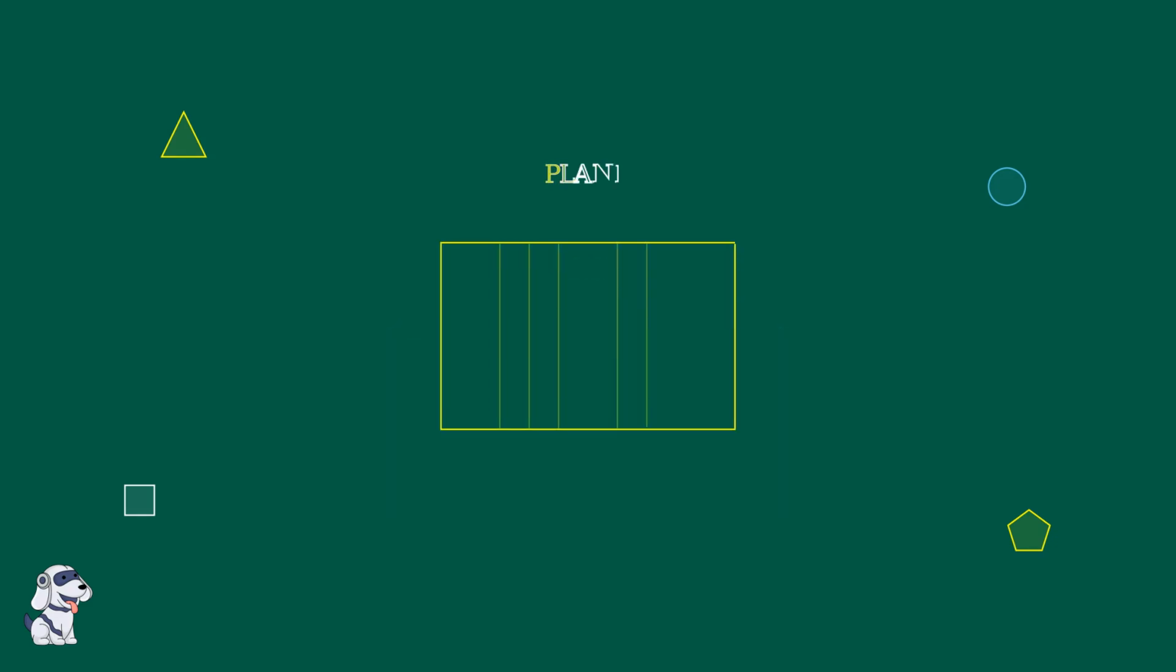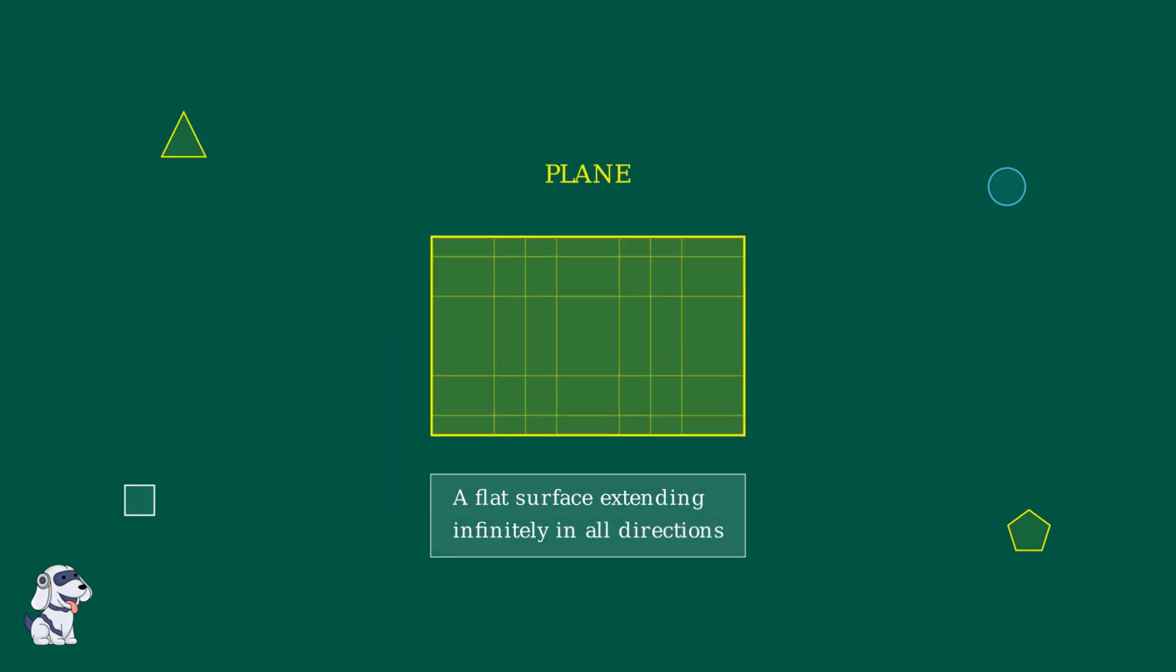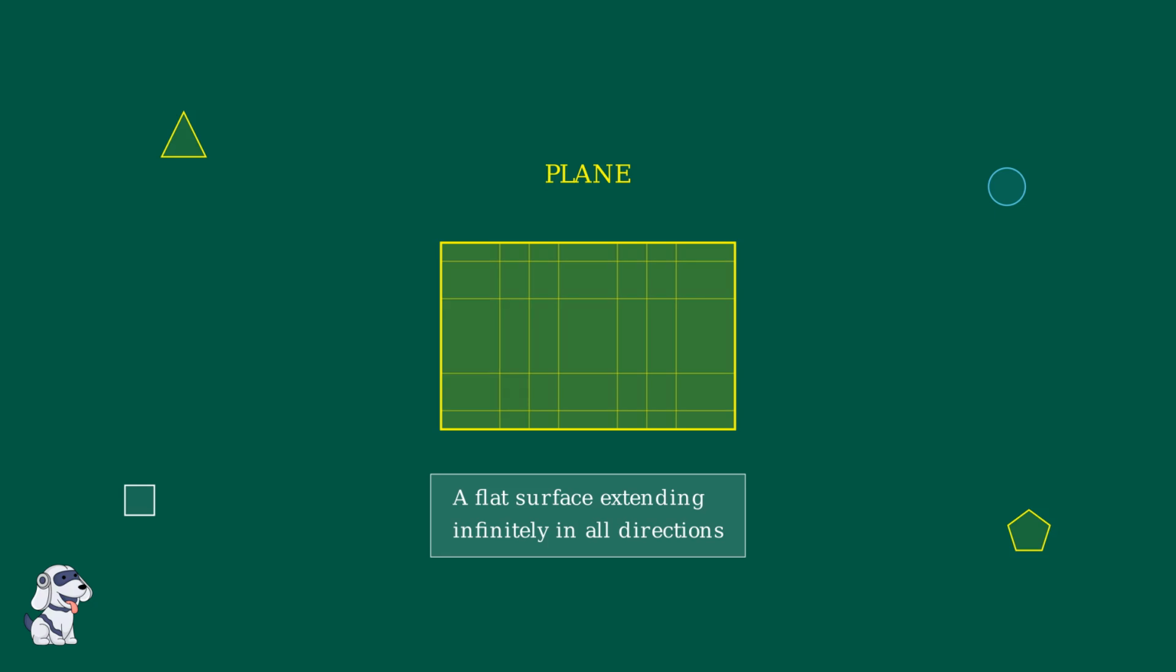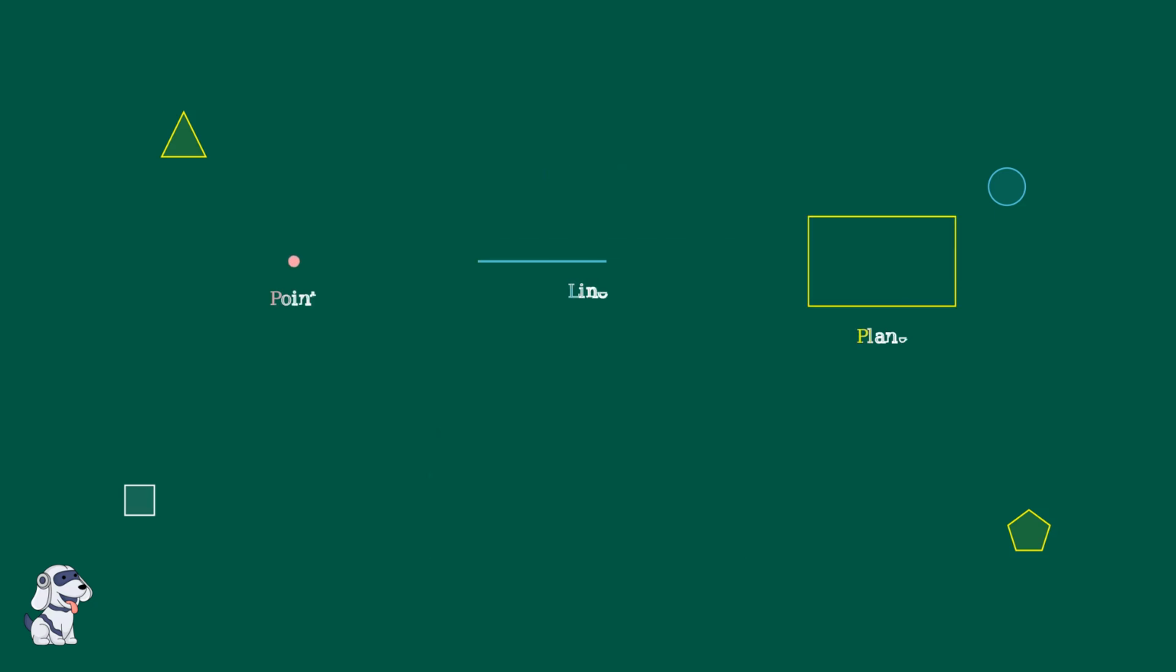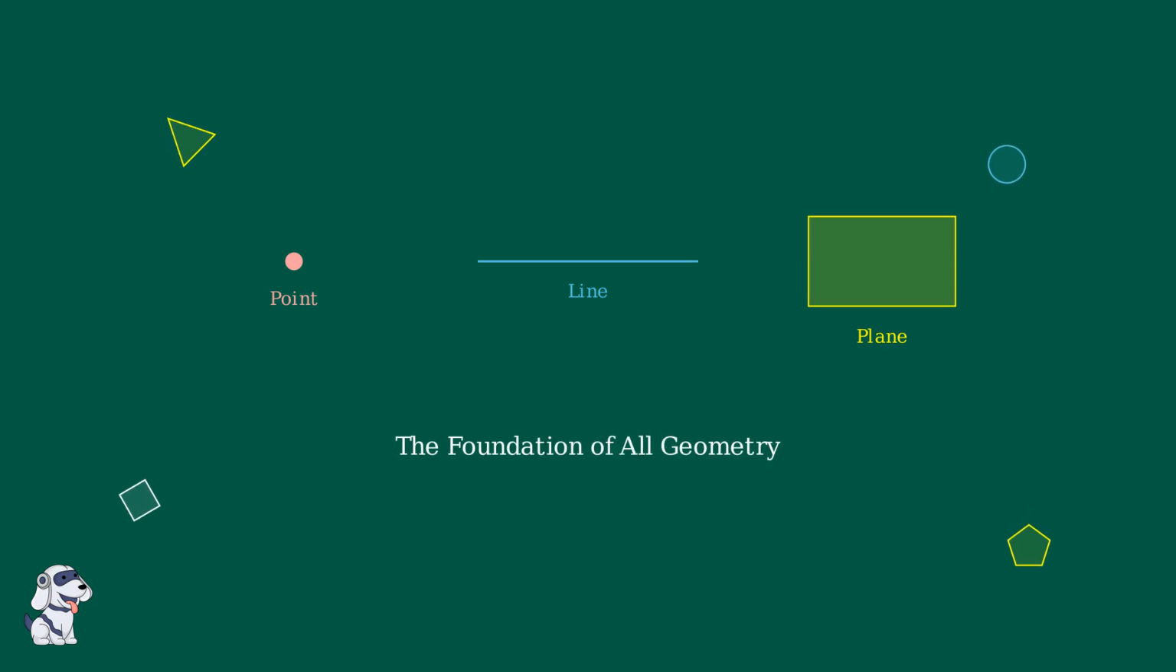Finally, we have the plane. A plane is a flat surface that extends infinitely in all directions. Think of it like a sheet of paper that goes on forever. It has length and width, but no thickness. These three fundamental elements, points, lines, and planes, form the foundation of all geometry. Every shape, figure, and geometric concept builds upon these basic building blocks.